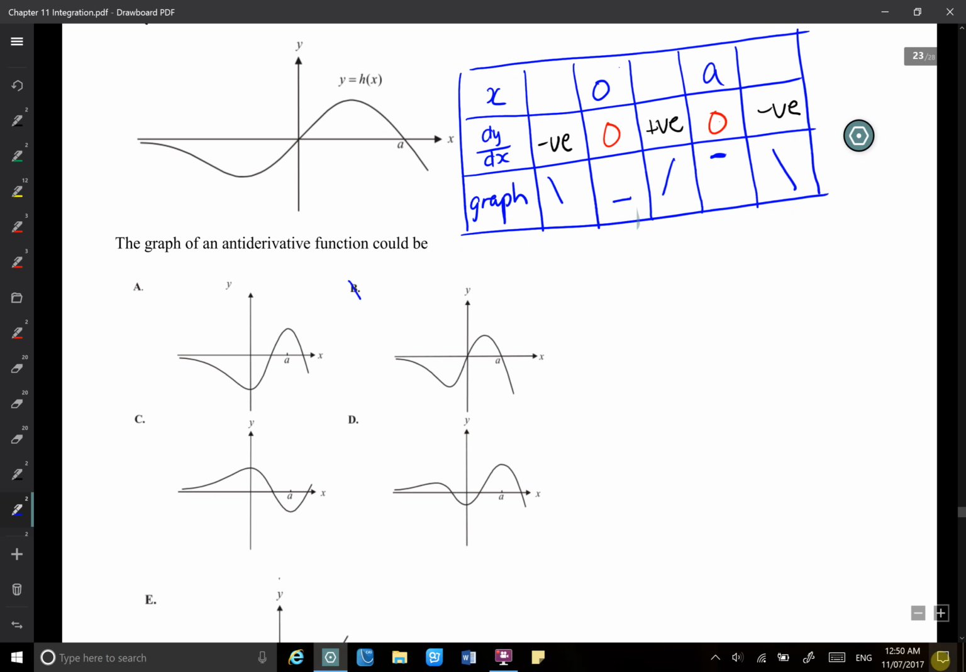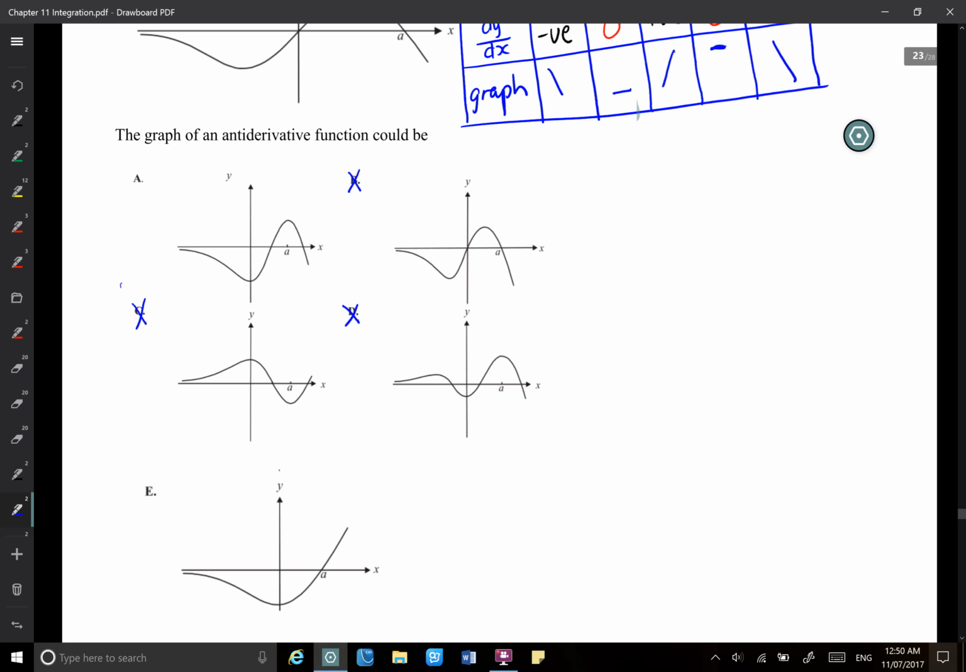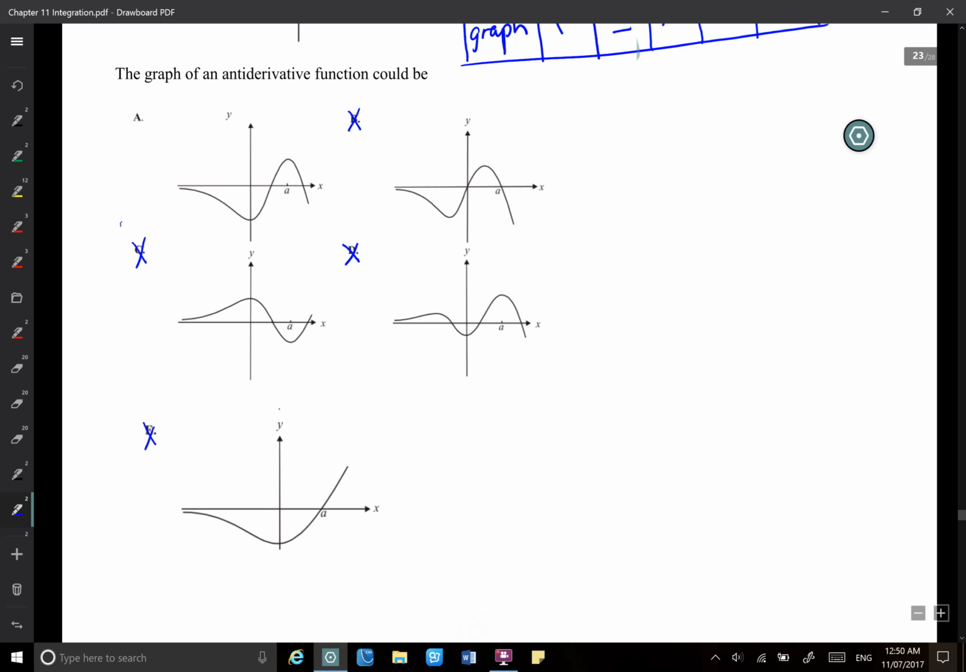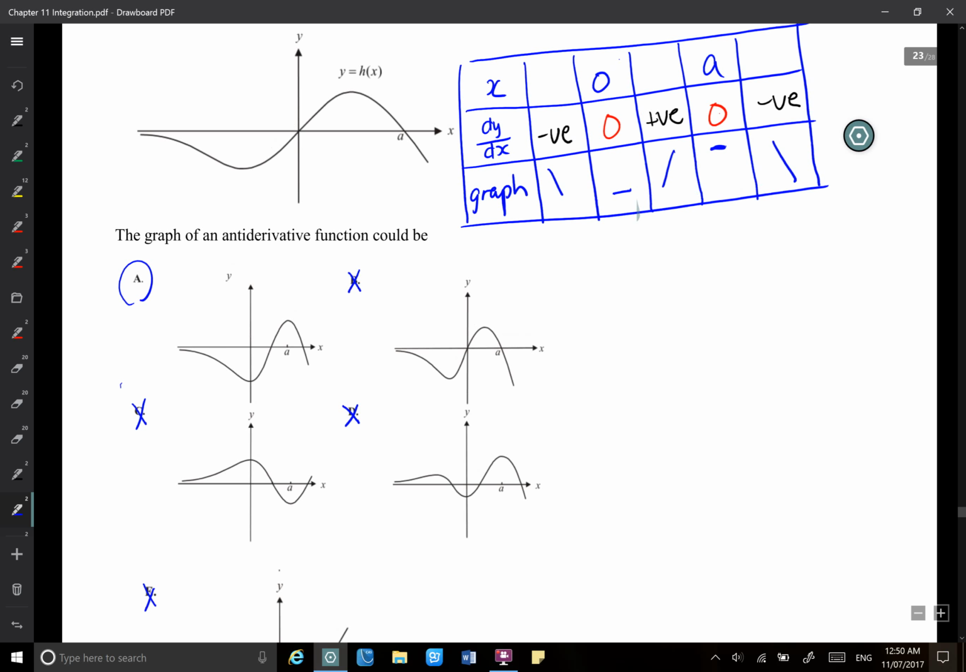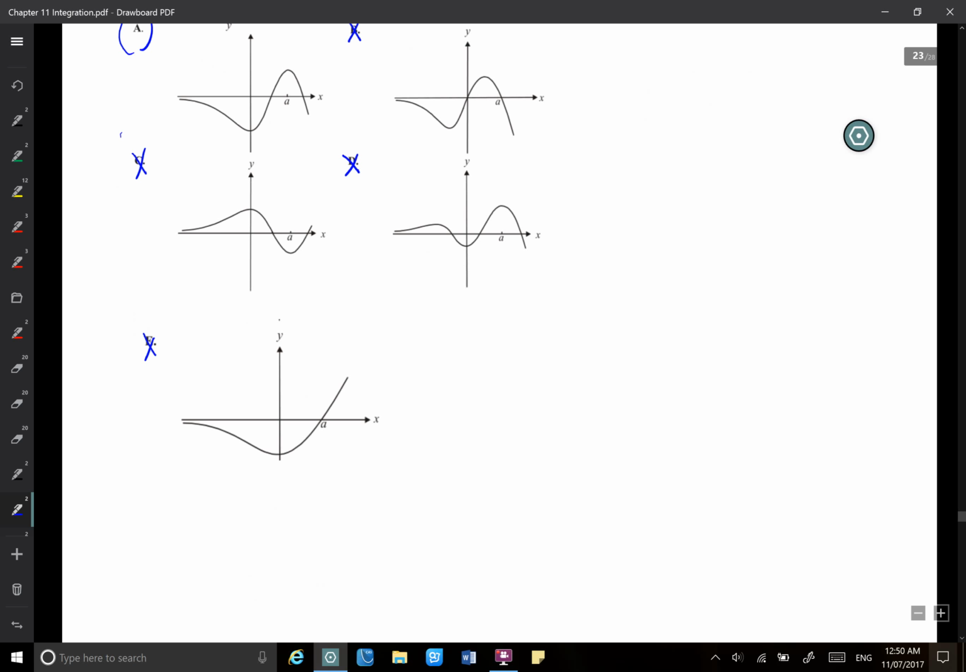So this one doesn't work because at 0 and a, they don't have turning points. Okay, let's have a look at C. At a, I have maximum, but here is a minimum, so it can't be that one. For this one, although it's correct here, I have another turning point which doesn't work, so I don't have that one. And for this one, I only have one turning point that doesn't work, so the only one left is A. So that's this multiple choice question here.